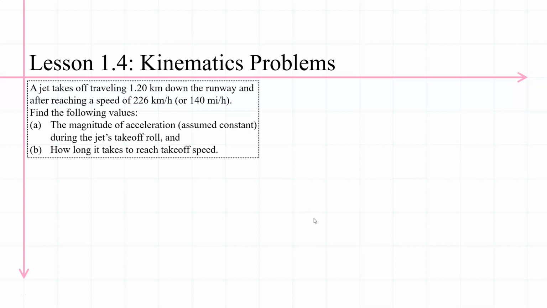We're honestly not given a whole lot of information in the problem itself. Notice that we have two values, 1.2 kilometers and 226 kilometers per hour. We're technically given a third value too, but it's not useful. That 140 miles per hour is the same as 226 kilometers per hour. We're not going to use it because it's not a useful unit. We're not working in the metric system if we're working in miles per hour, and we want to keep our response in the metric system. So we're going to use the kilometers per hour value along with that kilometers distance that we're given.